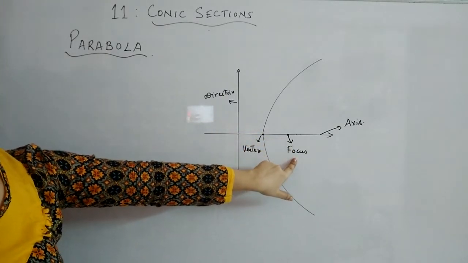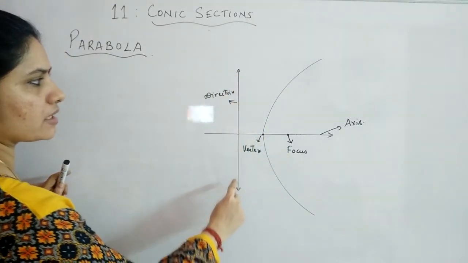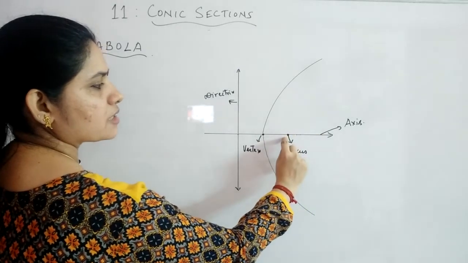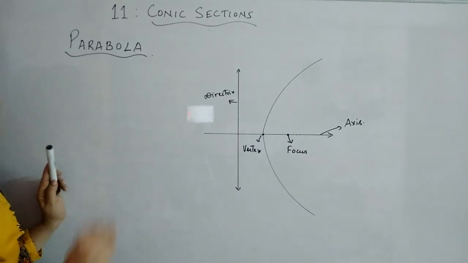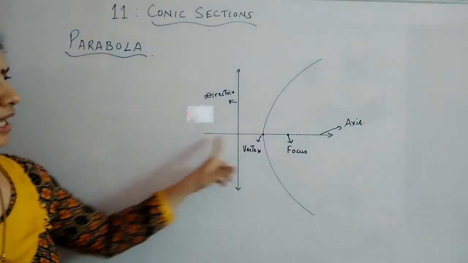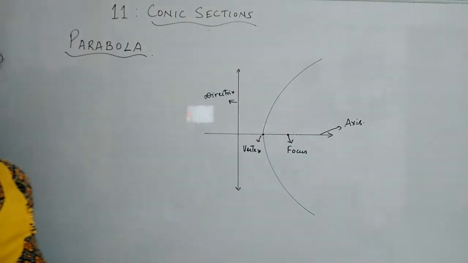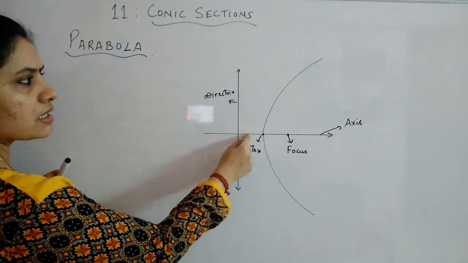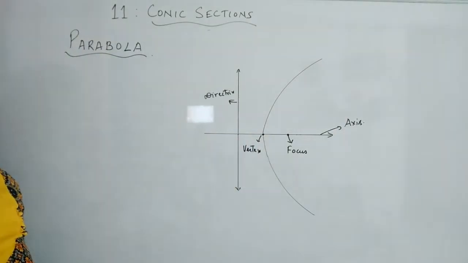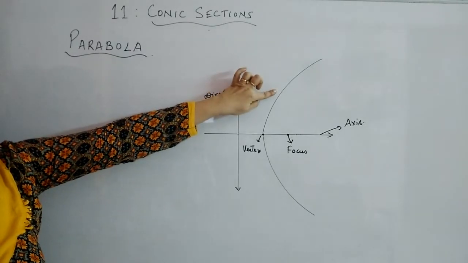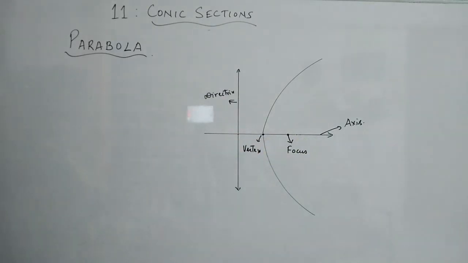and this is the fixed point which is called the focus. Now the line which is passing through the focus and is perpendicular to the directrix is called the axis of the parabola. The point where the parabola touches the axis, that is the point of intersection of the parabola with the axis, is called the vertex of the parabola.